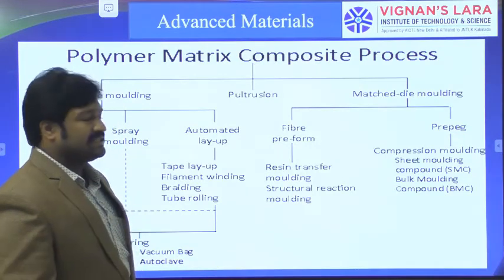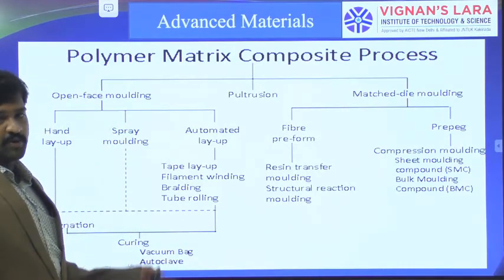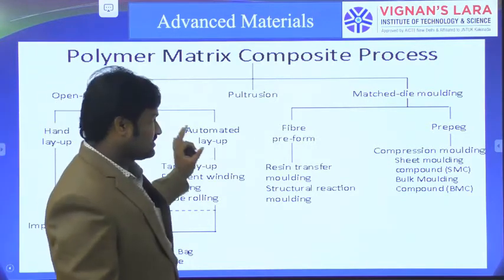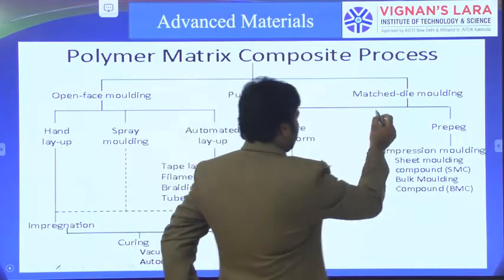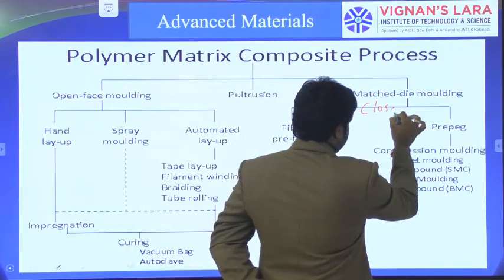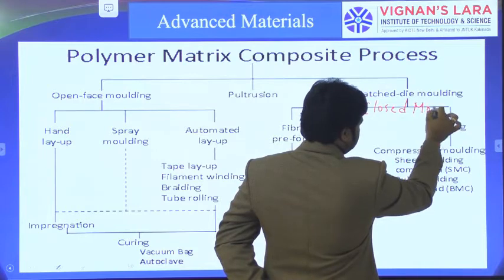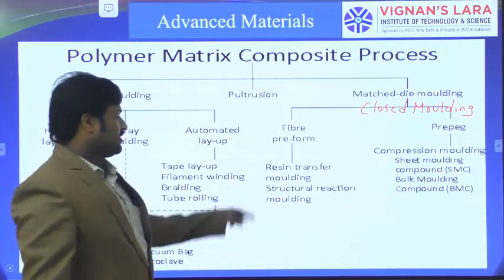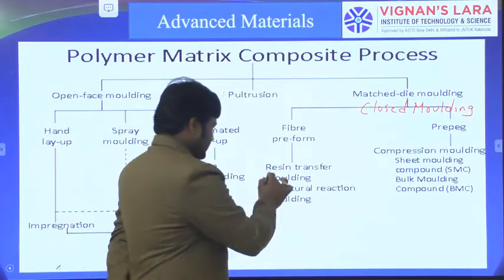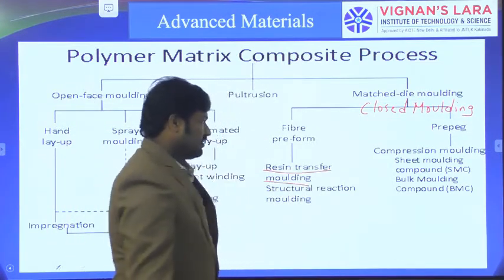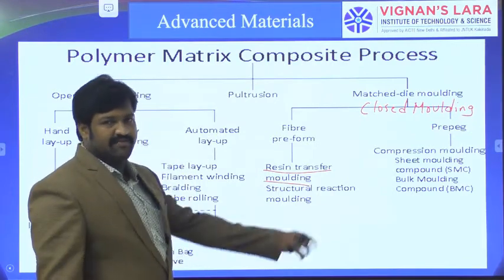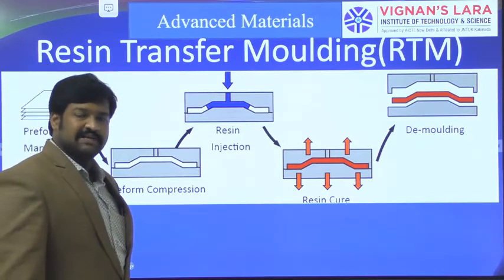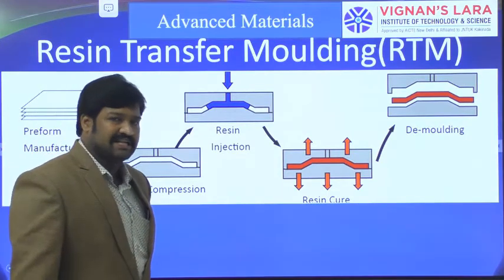Next, these are the various types of open mold processes and closed mold processes. In the earlier classes we discussed open mold process. Matched die is also called closed die process or closed molding. Here we have various methods, that is RTM, resin transfer molding, as well as compression molding, sheet molding. These are the various manufacturing methods of our composites. Now we will discuss RTM, that is resin transfer molding.